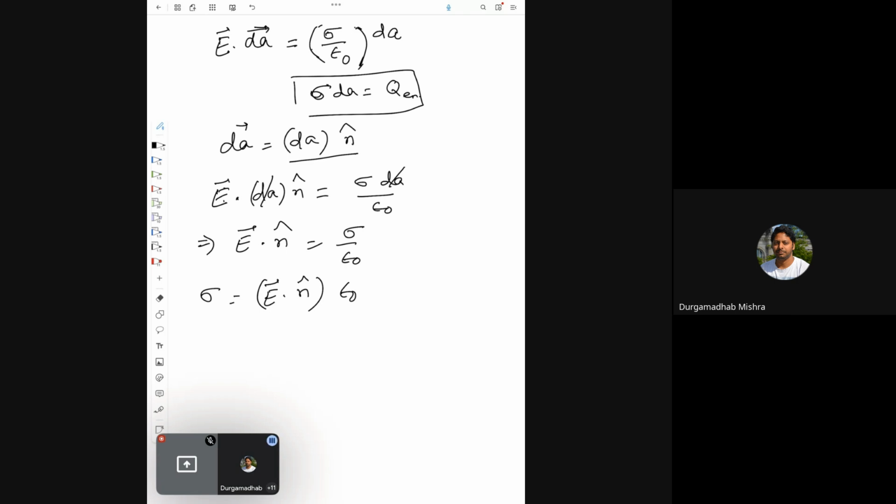So this is the charge density, which we can use to find out the total charge Q. Because it is a sphere, the total charge Q will be equal to sigma times 4 pi r squared, whatever the radius is.